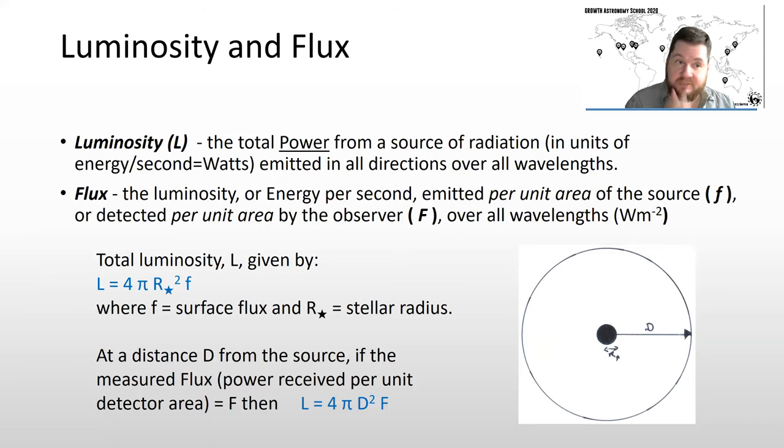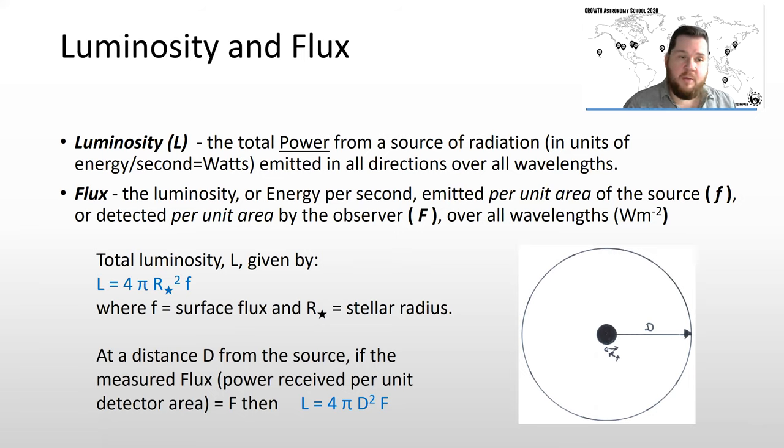And then we have flux. So flux is the luminosity, or energy per second, as we've just said, emitted per unit area of the source, or detected per unit area by the observer. So there's two different types of flux there. There's the flux emitted per unit area and the flux detected per unit area. So I'm using a lowercase f for the emitted per unit area and an uppercase F for the detected per unit area. And this is over all wavelengths again. So this is in units of watts per square meter, okay? So luminosity per unit area of watts per square meter will be the SI unit here.